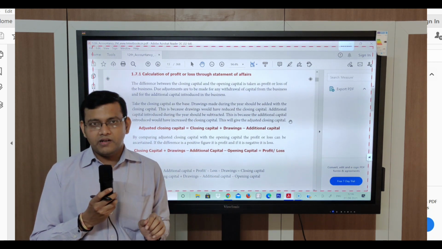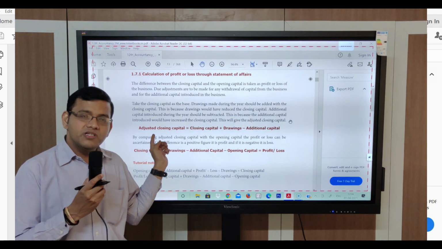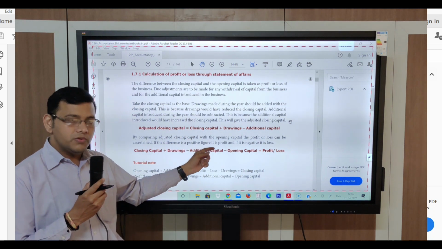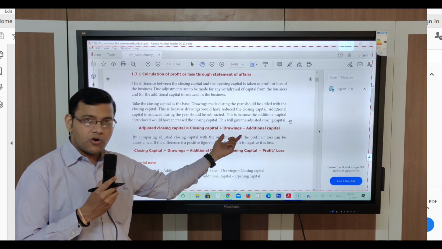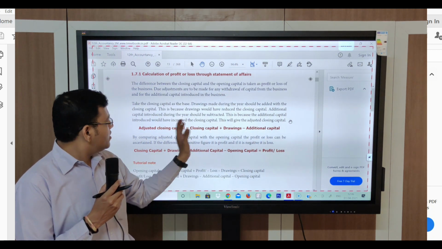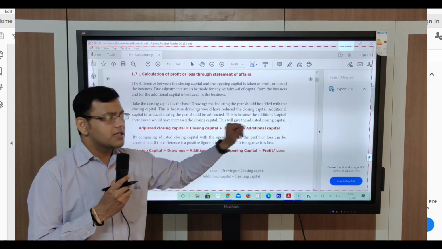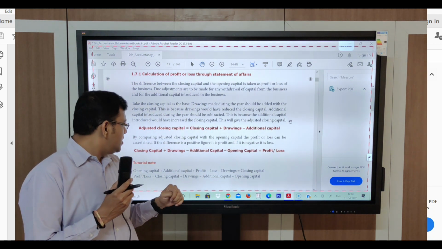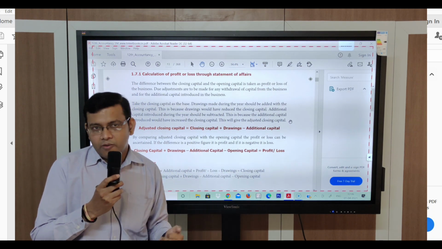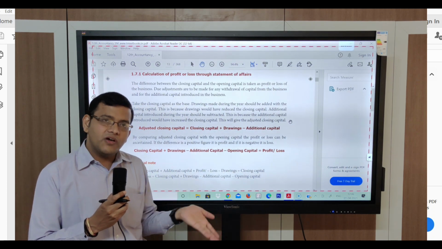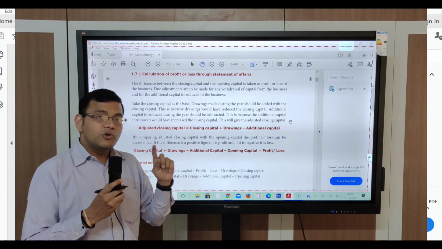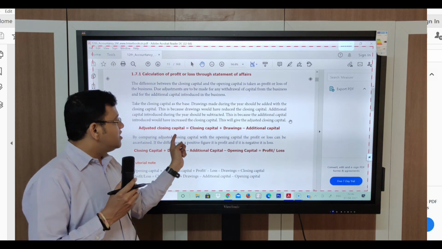So adjusted closing capital is equal to the closing capital plus drawings minus additional capital. You can ask me, how can additional capital be subtracted or drawings be added? Because normally, if there is a drawing, your capital would have come down. If you added more capital, it would have gone up. But since we have to find the adjusted closing capital, to compare it with the opening capital, we will be doing the reverse working. So closing capital plus drawings minus additional capital.